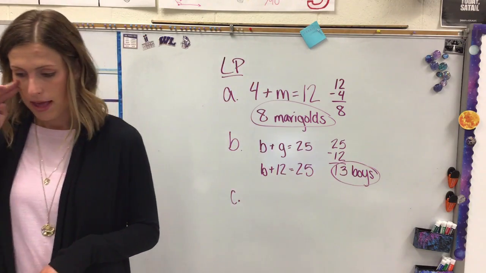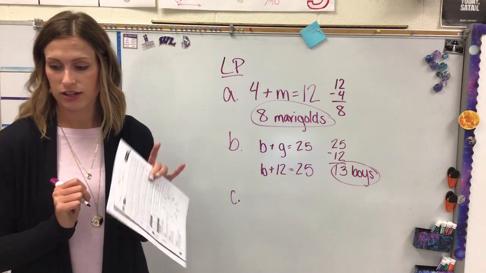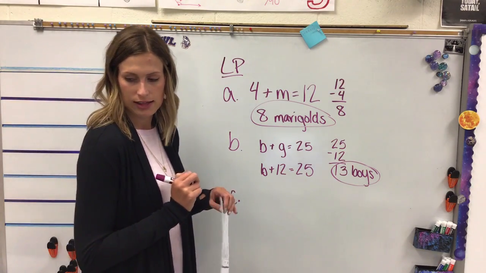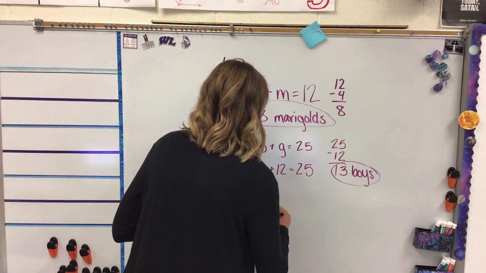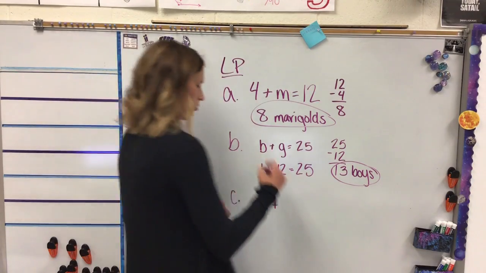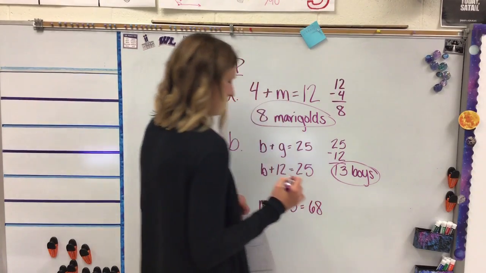C. At 7 a.m. the air was cool, but by noon the temperature had increased 25 degrees to 68. What was the temperature at 7 a.m.? Okay, so in the morning we don't know what temperature was. But then it increased, it went up, we added 25 degrees, and now we've got 68 degrees.